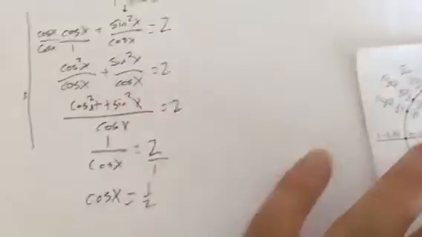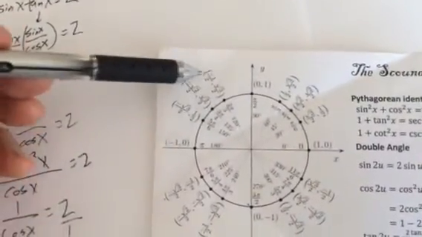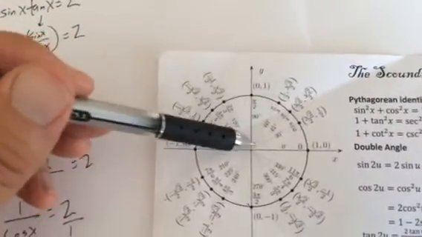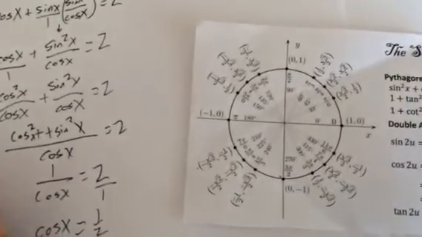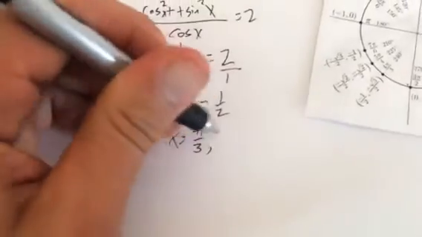So when is cosine 1/2? That sounds familiar. Cosine is 1/2 here and here. So it looks like pi over 3 and 5 pi over 3. There they are.